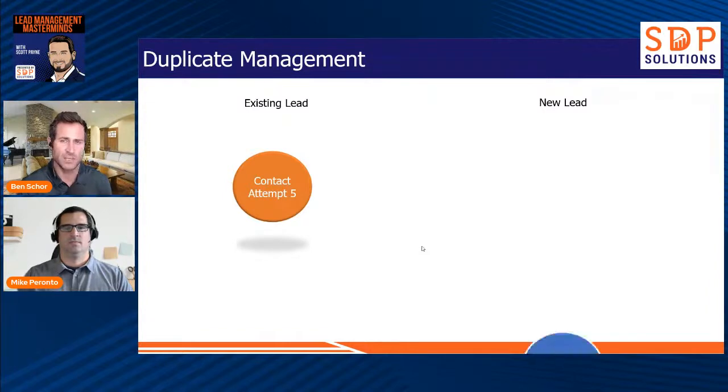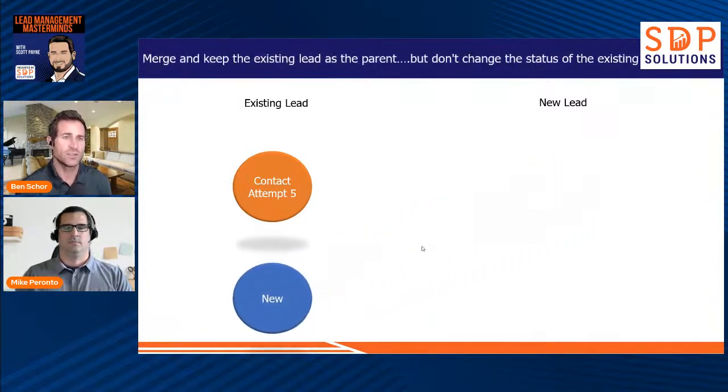You have your existing lead, new lead comes in, and in this case, we're going to take the new lead and we're going to make it the child while keeping the existing lead. Now, in this case, we need to think about the pros and cons as being kind of the reverse of what we talked about beforehand, right?